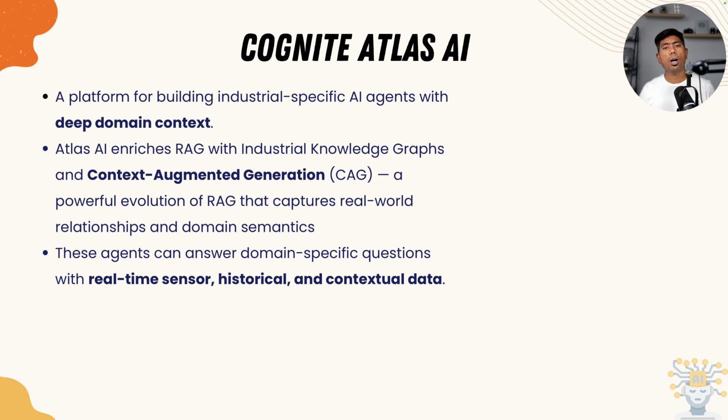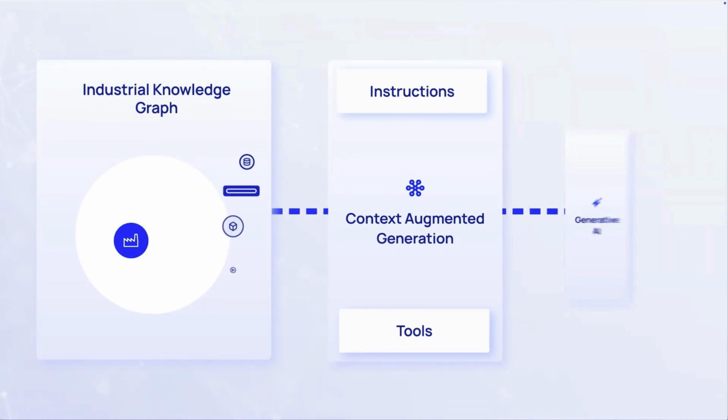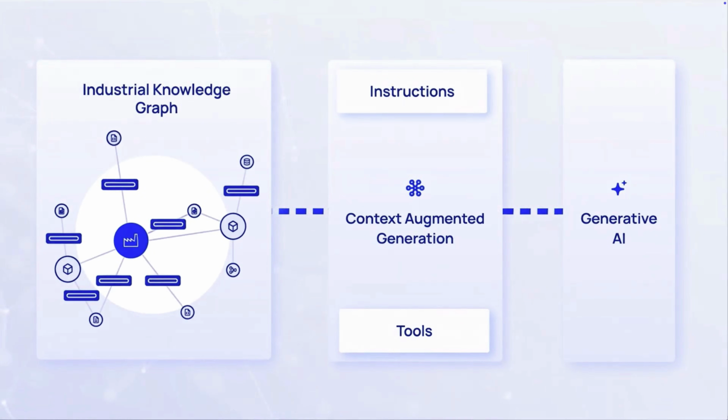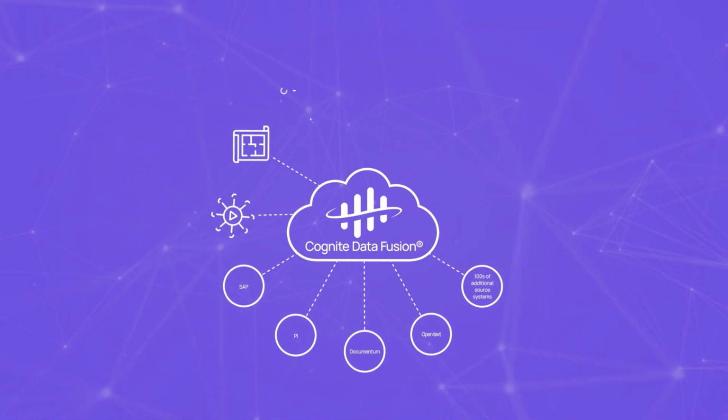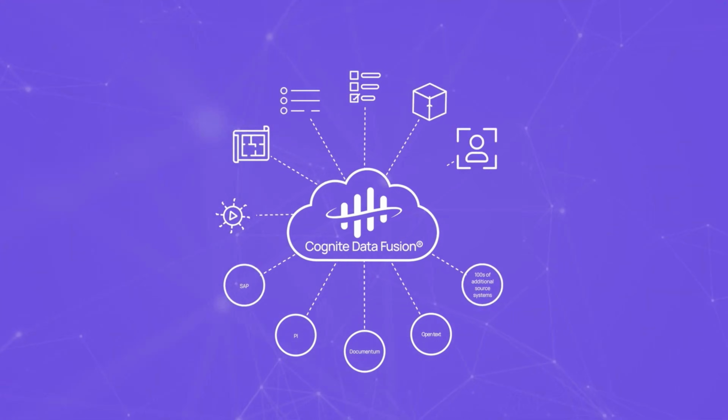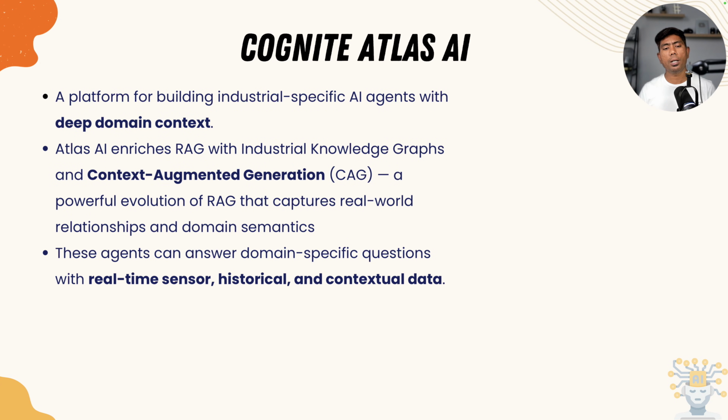And the next one is Cognite Atlas AI. This is a platform for building industrial-specific AI agents with deep domain context. That is the major power here, because as we know, AI requires context engineering. You need to have the context for every single piece of information so that the large language model can process it and give you the relevant information. And here Atlas AI has agents which are going to give you deep domain context information, and Atlas AI enriches RAG with an industrial knowledge graph and context-augmented generation, or CAG for that matter. It's a powerful evolution of RAG that captures real-world relationships and domain semantics.